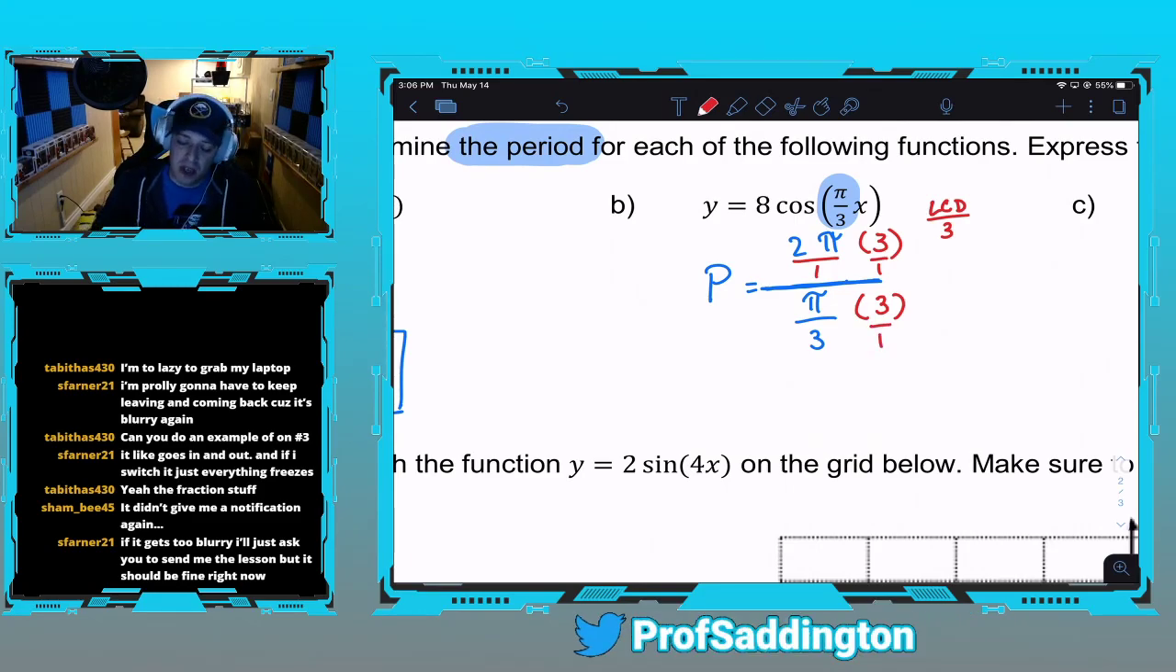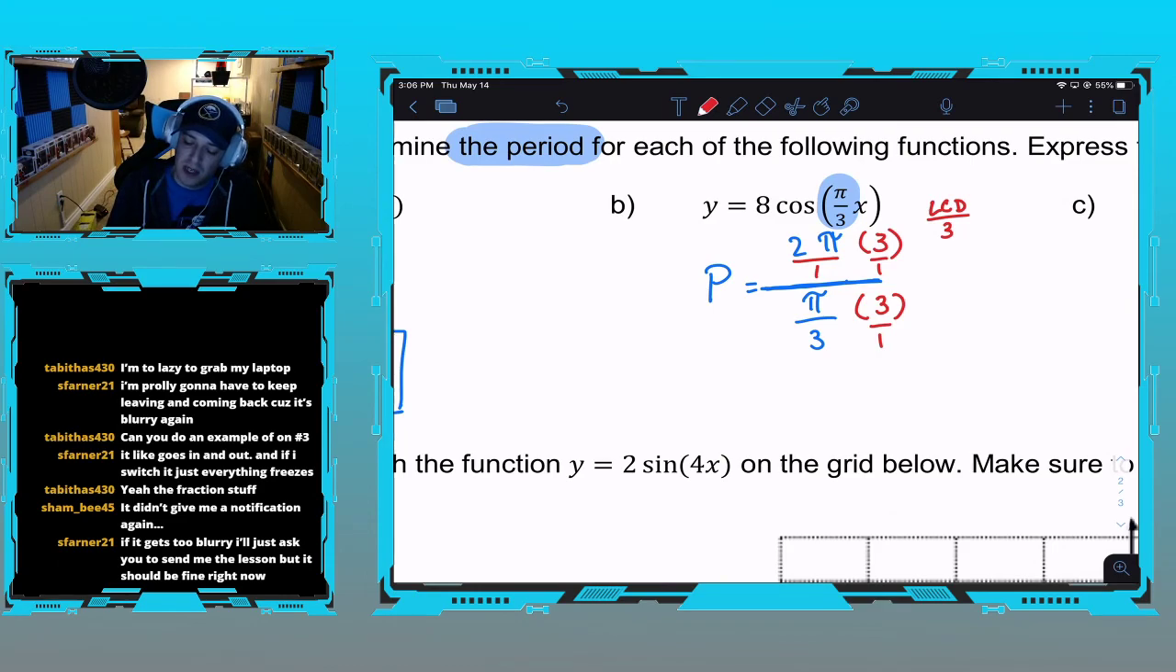And then we did something called cross-canceling. So in the top, 2 pi over 1 and 3 over 1, there's nothing that cancels out. So I can just multiply them together. And I will have 2 pi times 3 is 6 pi.